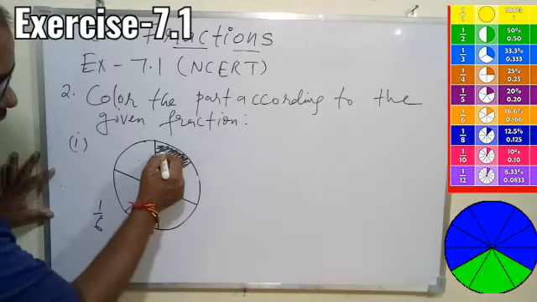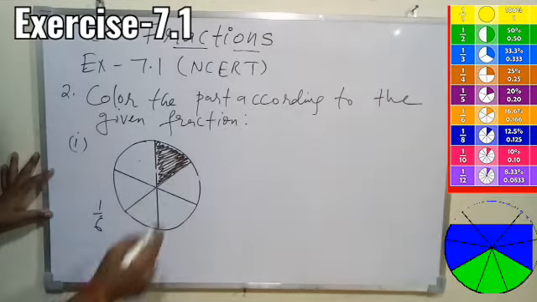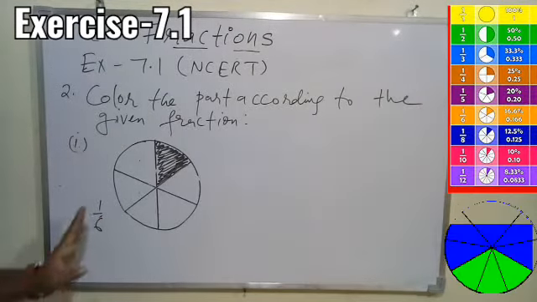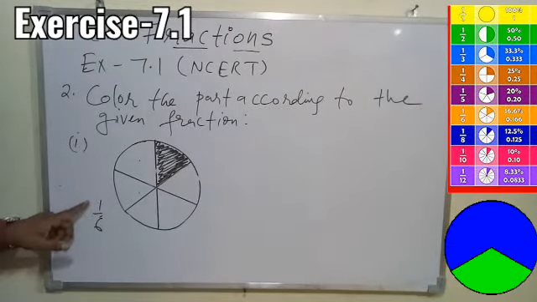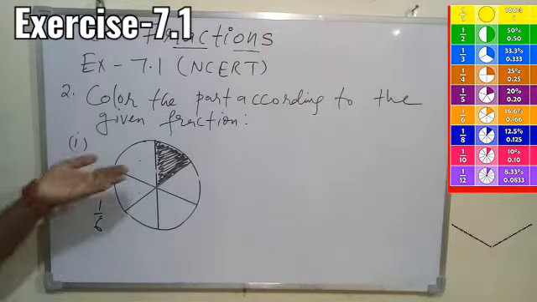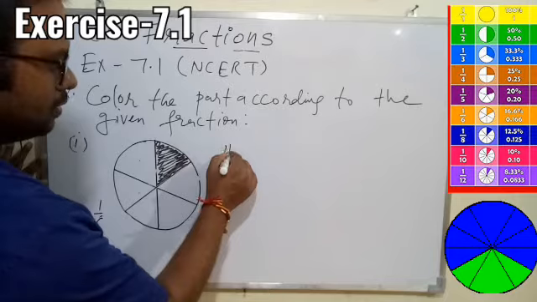You must fill it properly with a different color if possible. So you understood, we had a total of 6. Out of 6, 1 has been colored, and this is how we are showing the fraction 1/6. Simple.